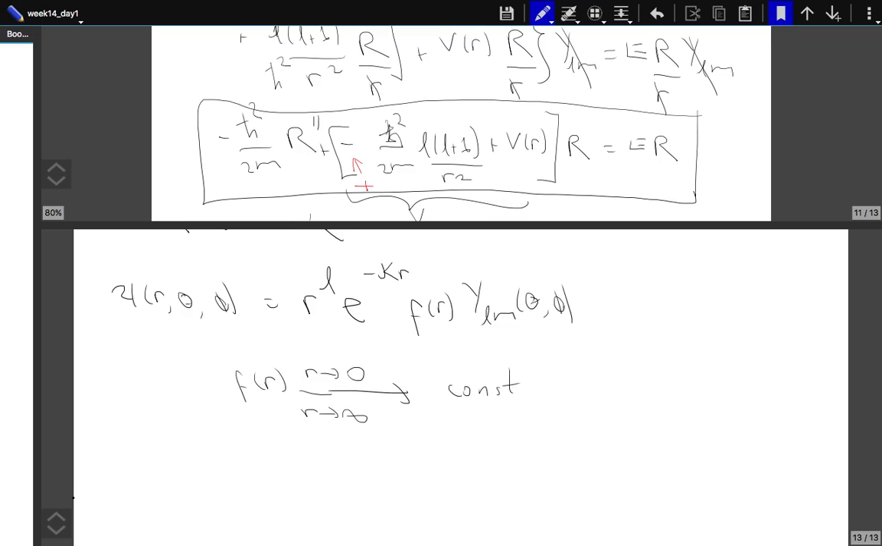So the next thing will be, what is this f of r? And of course, it will depend on which kind of potential we have. And that is what we will do on Wednesday.